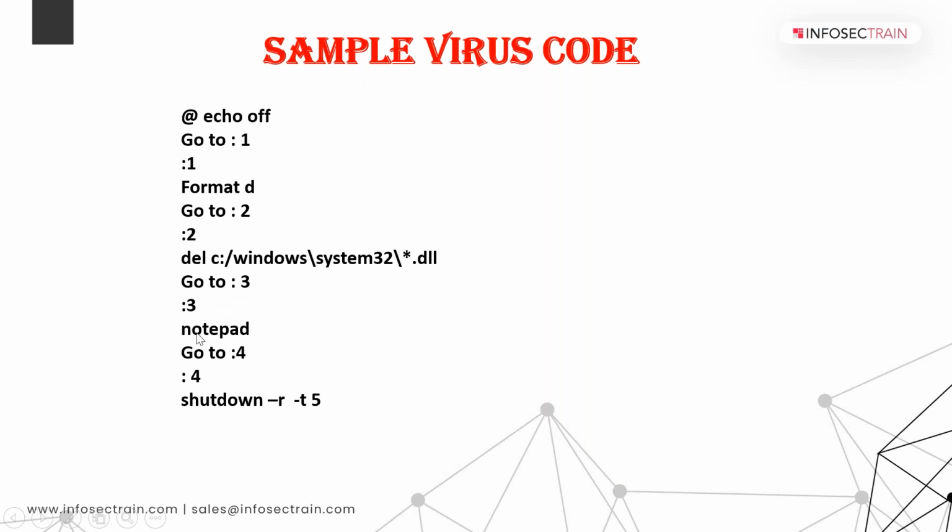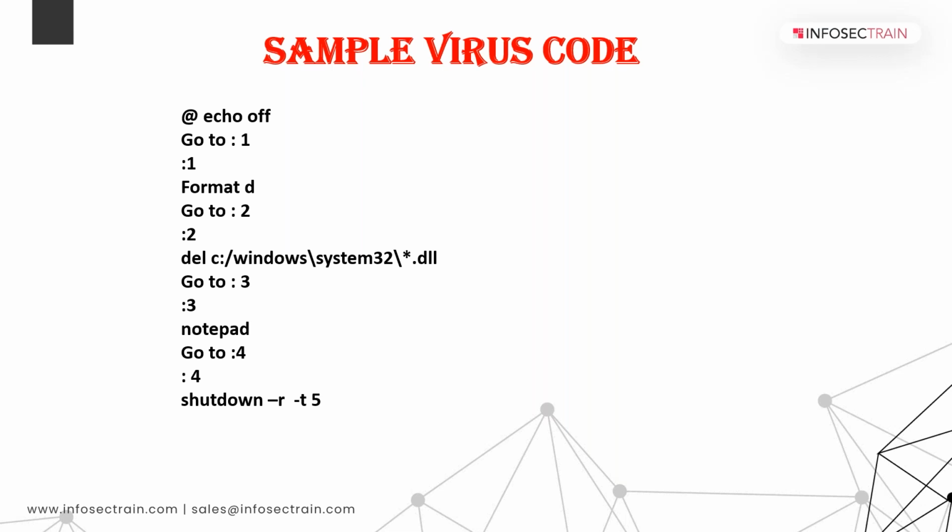At step 3, what will happen? It will open Notepad and go to step number 4. At step 4, what will happen? It will shut down the system and restart the system every 5 seconds. So this is my end goal. I'm writing in one Notepad, saving that file with the .bat extension, and whenever I send that file to the victim and the user clicks on that particular link, for every 5 seconds his system will shut down and restart.